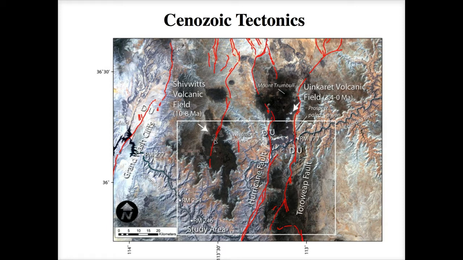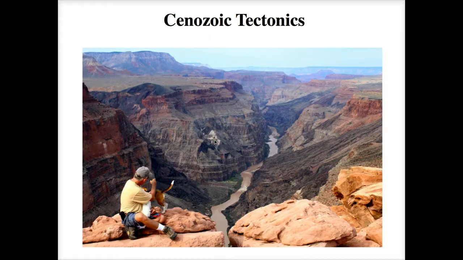And this is new, this is modern, right? This stuff is younger than 6 million years, which is pretty recent if you're a geologist. So what's that look like on the ground? Well, sitting on those cliffs at Toroweep, you can look across. Now we're looking west. And this is one of those large normal faults.